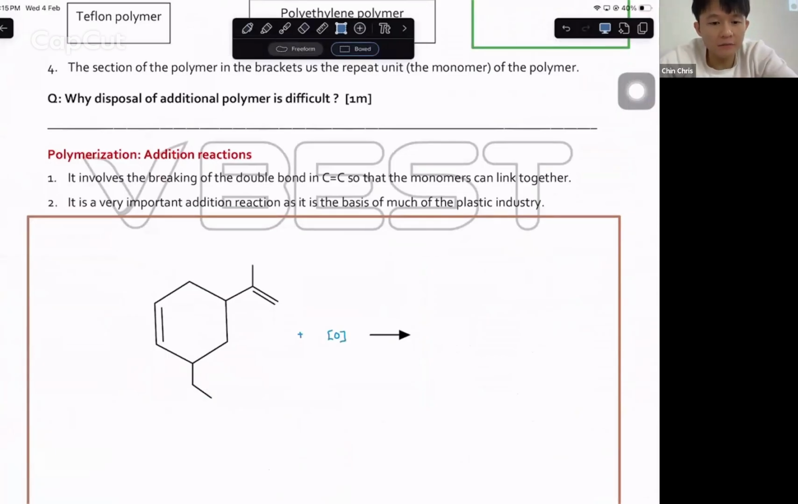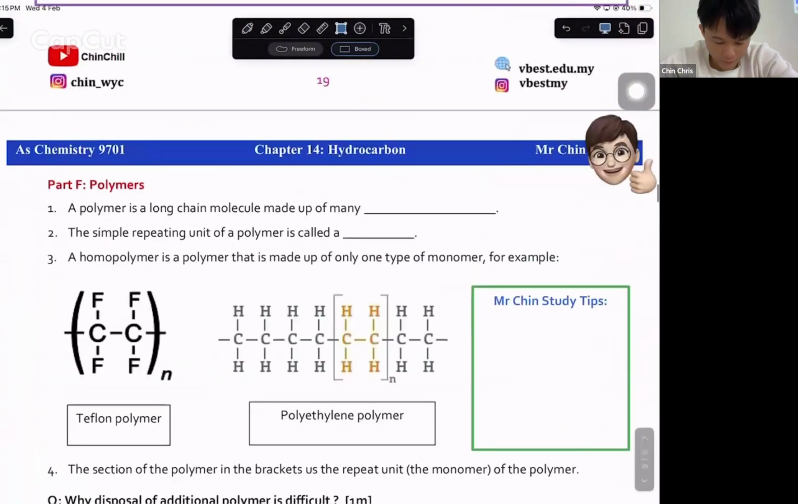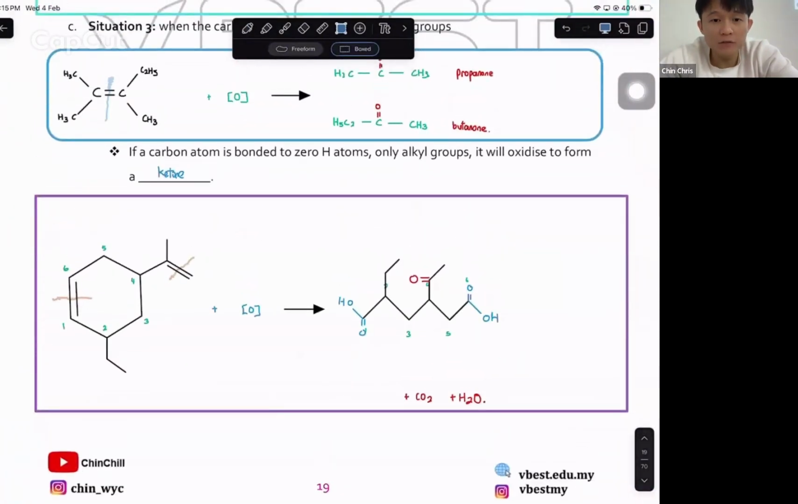All right, guys. Now, please write it down. Once done, we are moving on. Clear? Any question? If no question, we are moving on to the last part already. Oh, good.